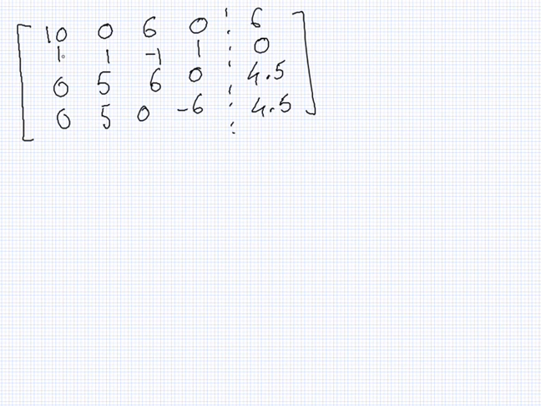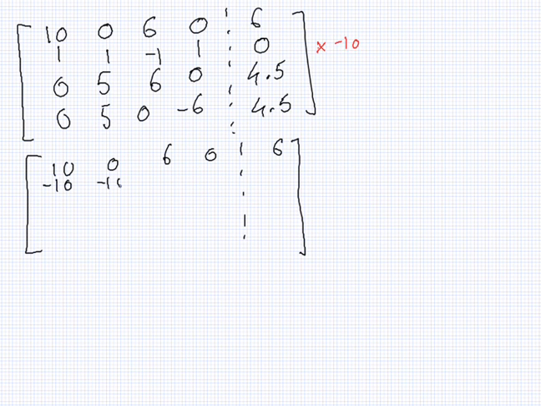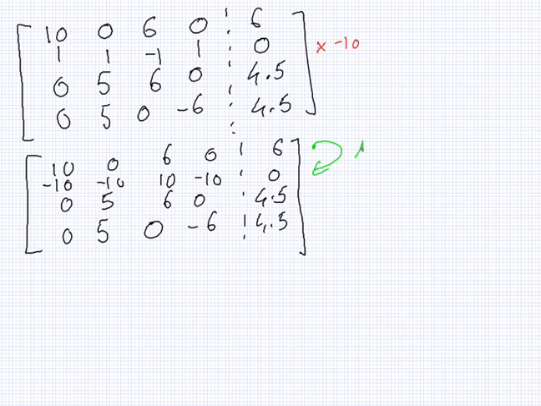So what I need to do first is try and get, if you remember, 0, 0, 0, 0, 0, and 0. Now this is great because look, I already have 3 zeros, so I'm halfway finished. What I'll do first is I'll multiply this one by minus 10, or 10, it doesn't matter. So now I get 10, 0, 6, 0, 6, minus 10, minus 10, 10, minus 10, 0, 0, 5, 6, 0, 4.5, 0, 5, 0, minus 6, 4.5, and then what we do is we add them together.